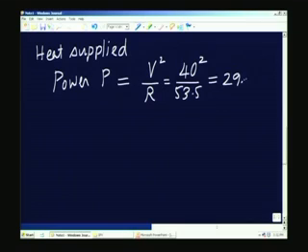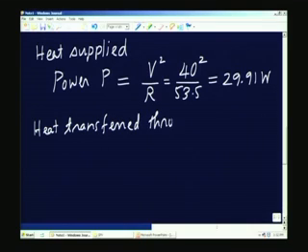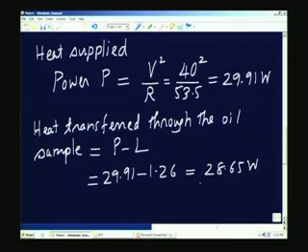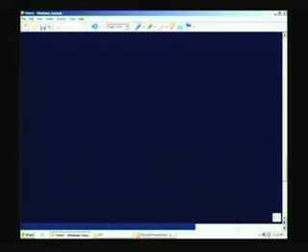This gives you 29.91 watts. So, we can say that the heat transferred through the oil sample, which will be the difference between P and L, will be 29.91 minus 1.26, that gives you 28.65 watts. So, we have the heat transfer through the oil sample, and we can now calculate the thermal conductivity of the oil.